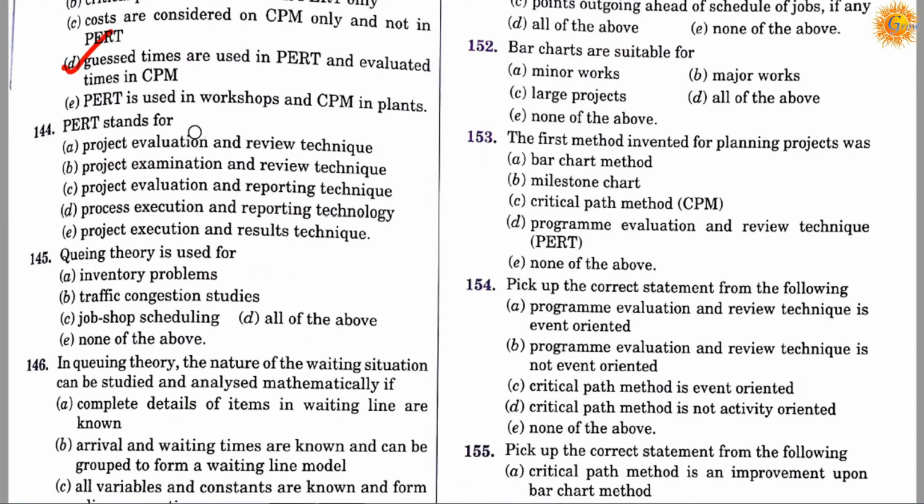Question number 144. PERT stands for, option A, project evaluation and review technique. Option B, project examination and review technique. Option C, project evaluation and reporting technique. Option D, process execution and reporting technology. Option E, project execution and result technique. Correct answer is A. PERT stands for project evaluation and review technique.